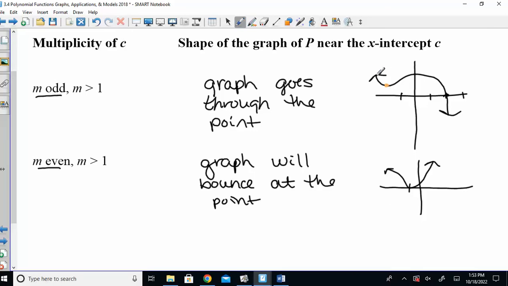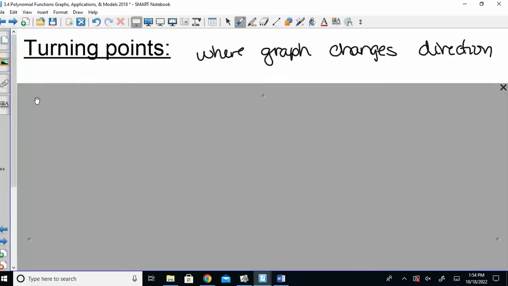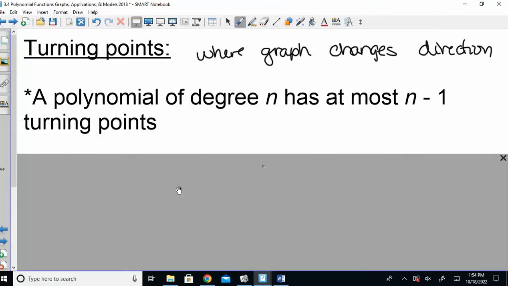How many times does that happen on this first graph? Here I was decreasing and I switched to increasing, and then kind of right here, I was increasing and I switched back to decreasing. It had 2 turning points. It changed direction twice. If I'm looking at this one, how many turning points does it have? Only 1. So a turning point is where you change direction between increasing and decreasing. And your turning points are related to your degree. So a polynomial of degree n has at most n minus 1 turning points.